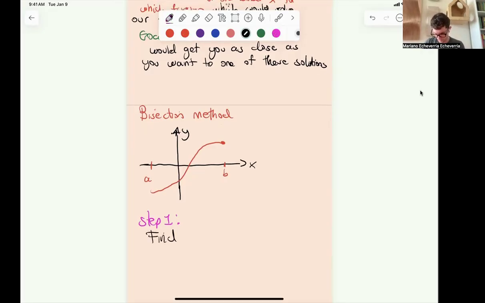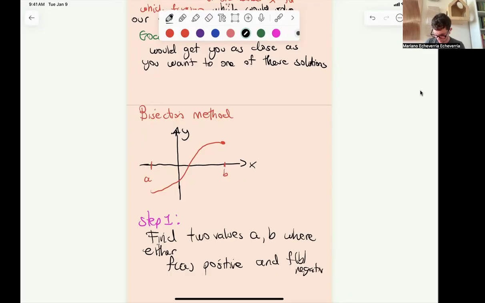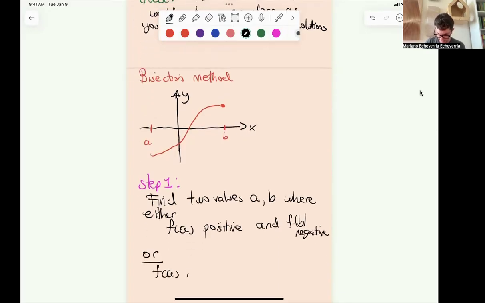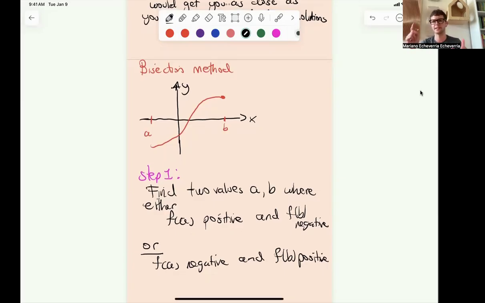So you find two values A and B where either f of A is positive and f of B is negative, or f of A is negative and f of B is positive. Okay? So basically, what I'm saying is that you find A and B where it's negative, positive or positive, negative. In the diagram, how I drew it, f of A is negative and f of B is positive, but it will work fine if it had been done in reverse.